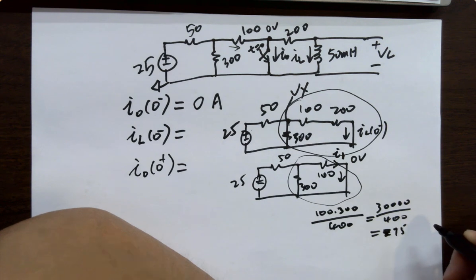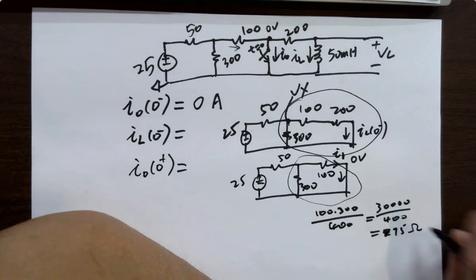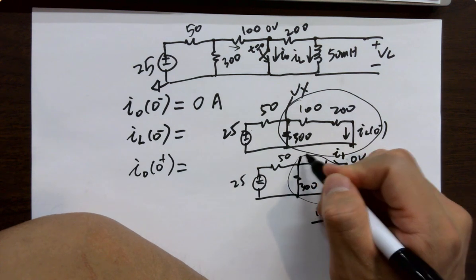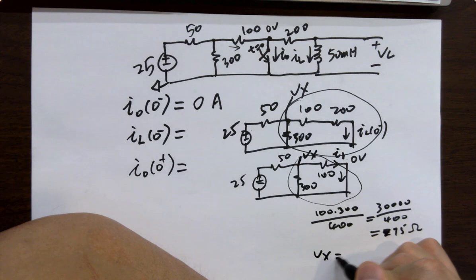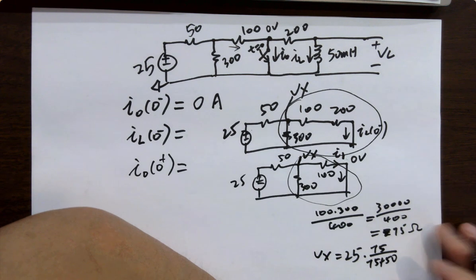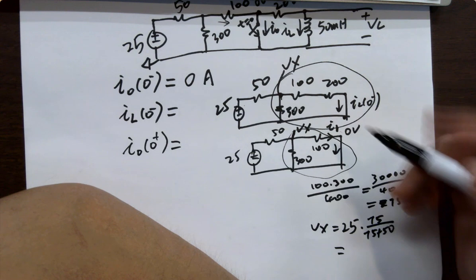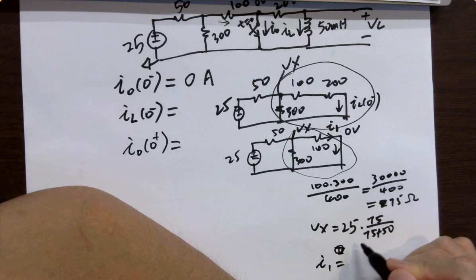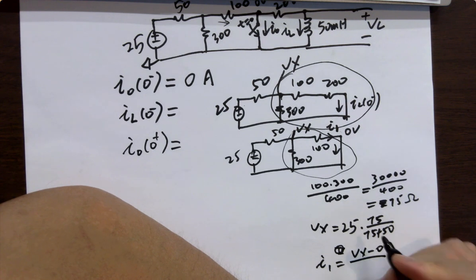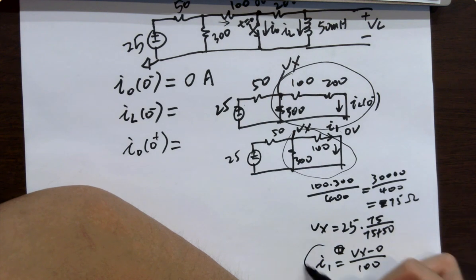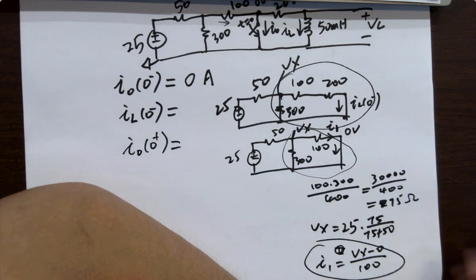75 ohms. So if this is 75 ohms, can I find the voltage here? 25 volts times 75 over 75 plus 50 is a voltage divider equation. So you can find out Vx. If you find Vx, I1 equals Vx minus 0 volts divided by that 100 ohm resistor. I1 will be calculated. Why is that important?